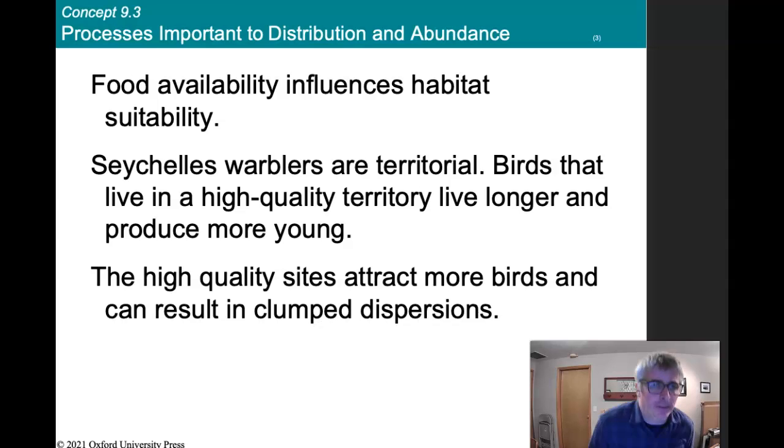And this is part 2 of chapter 3. Food availability influences habitat stability. In the Seychelles, warblers are territorial. Birds that live in high quality territory live longer and produce more young. High quality sites attract more birds, and that results in clumpy distributions.